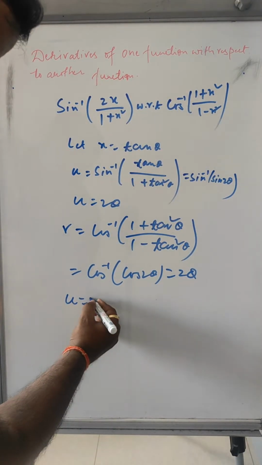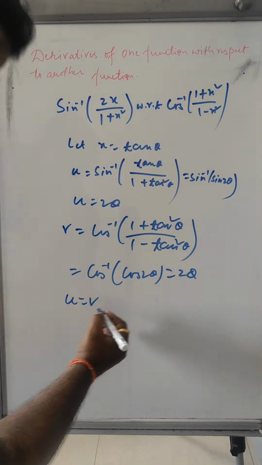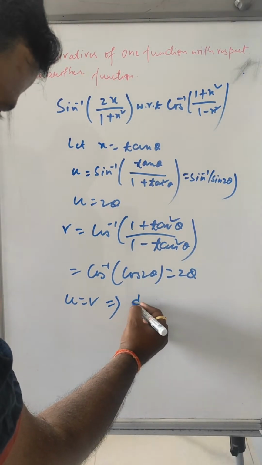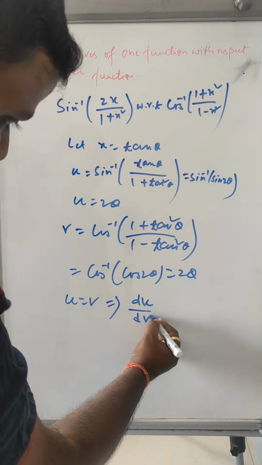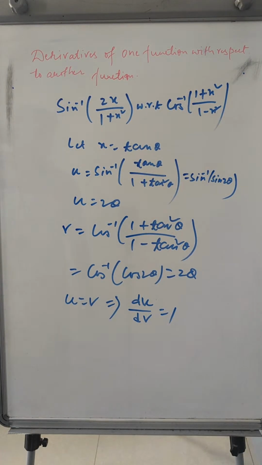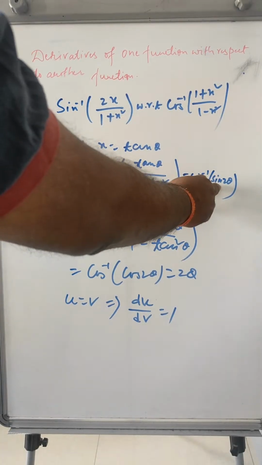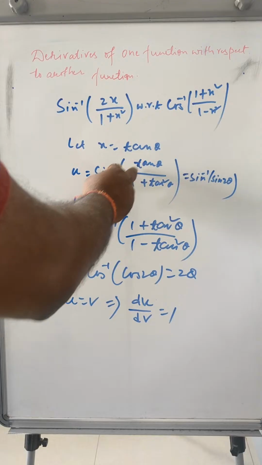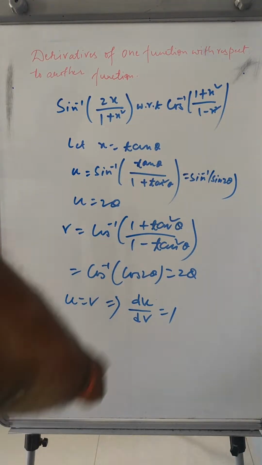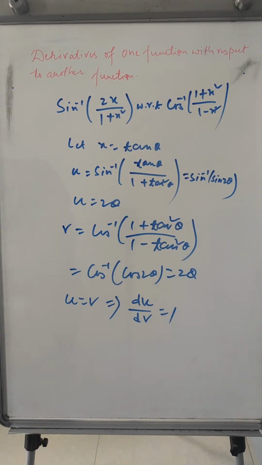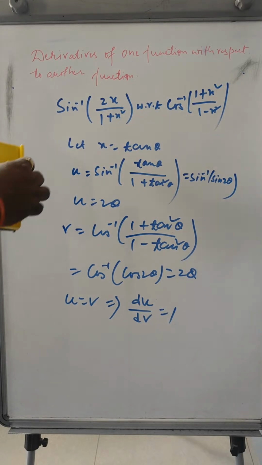Now u and v are equal, correct? Then du by dv is equal to 1. Okay? Got it, right? So this is also a little tricky, but the main problem is, if you remember sine 2 theta in terms of tan and cos 2 theta in terms of tan. If you know this formula, the things can be done very fast. Okay, so this is problem number 5. We'll wrap this up. Now we'll do another one.